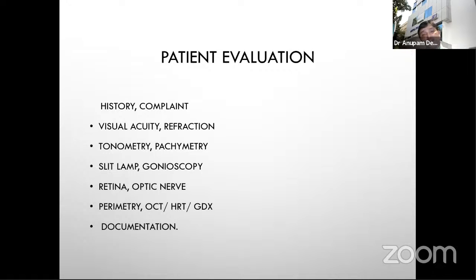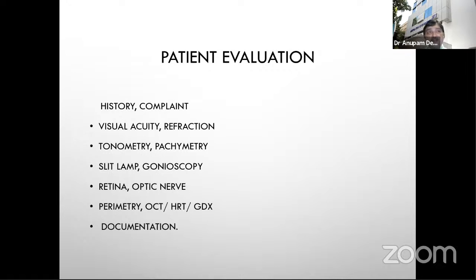Pachymetry, to know whether the corneas are thin or thick. Slit lamp examination again is a basic kind of examination. You need to note everything about the anterior segment. Gonioscopy is very important in glaucoma diagnosis as well as for further evaluations. So your examination is not complete without a proper good gonioscopy. Retinal examination to rule out any other cause.